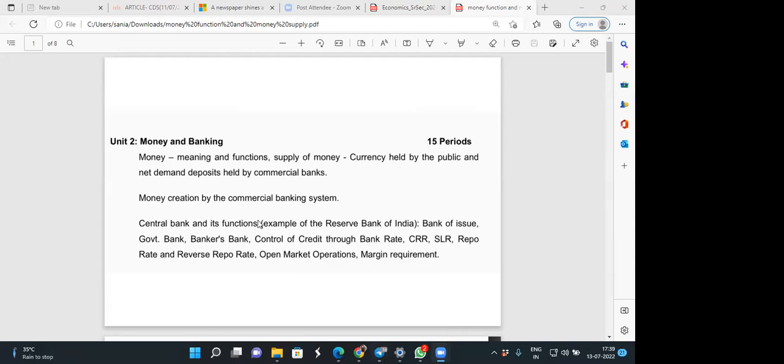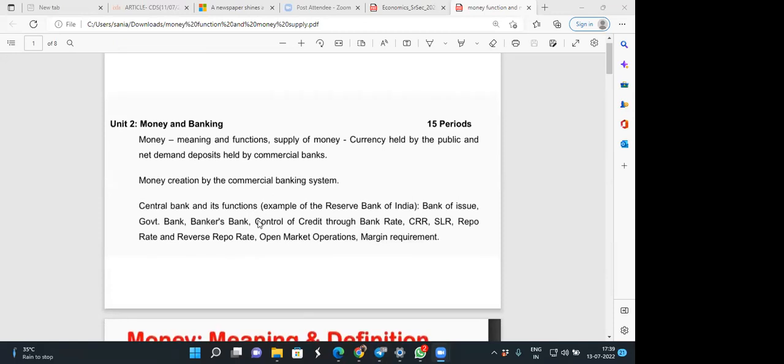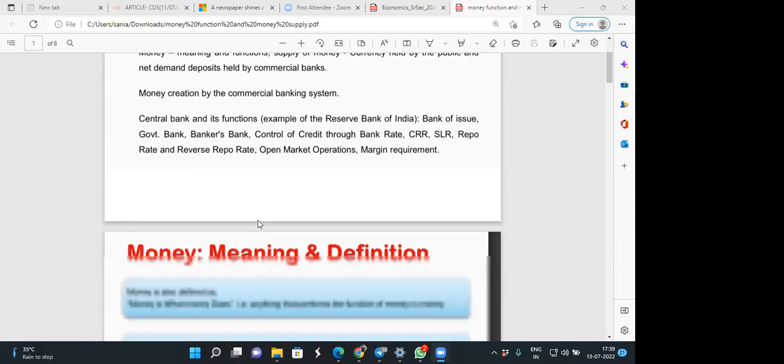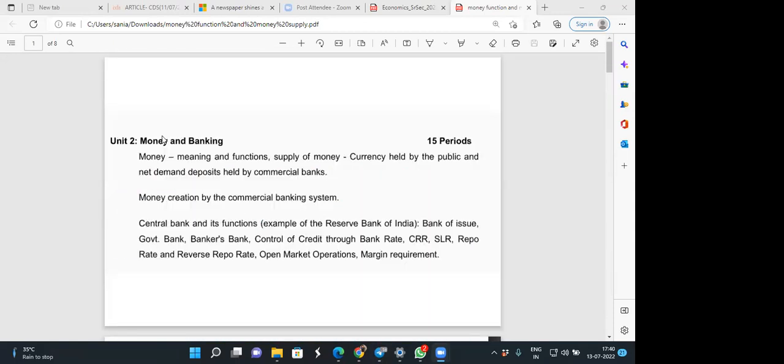Okay. So basically, Naveen, we'll be starting with the money and banking unit. Money and banking is all about two chapters. One is money and one is banking. Though it is one unit, it is of two chapters, so I have divided it in two. First we will be covering the money chapter and then we will be covering the banking chapter. So first, what is money?